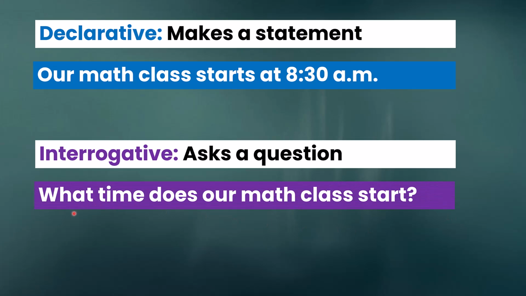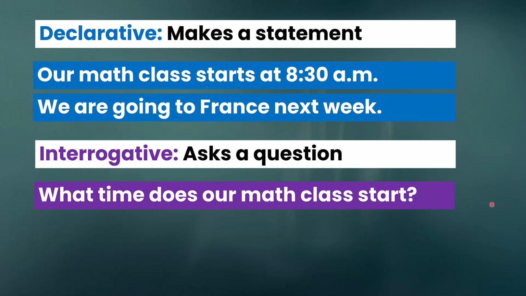So, what time does our math class start? Again, we capitalize the first letter of the first word in the sentence, and we end the sentence with one single question mark. We do not have a space in between the final letter of the last word in the sentence and the punctuation mark. A single space comes after the period and after the question mark.